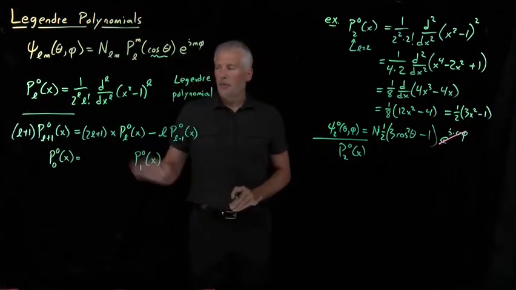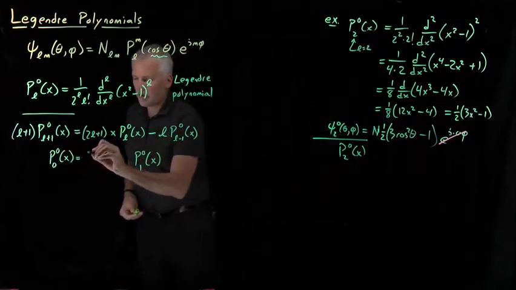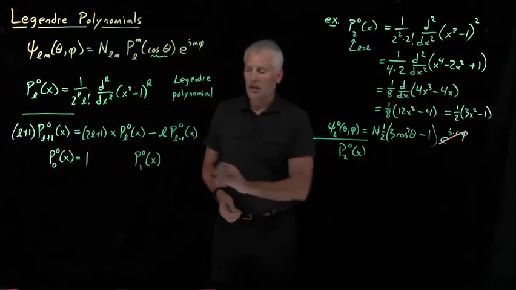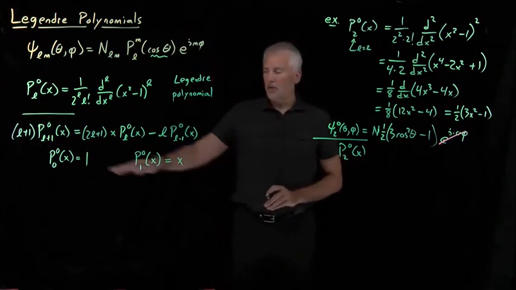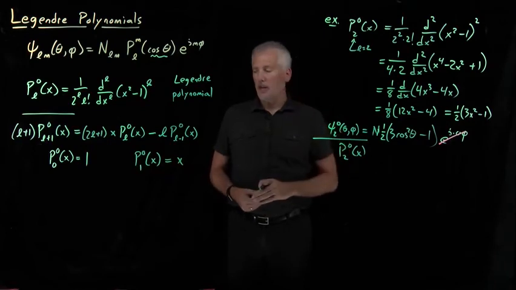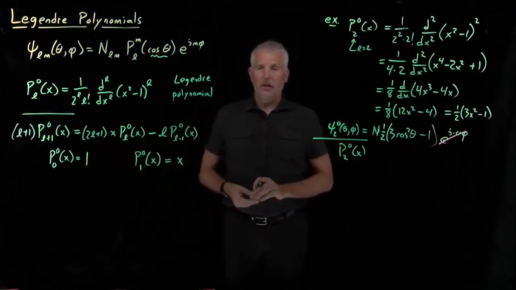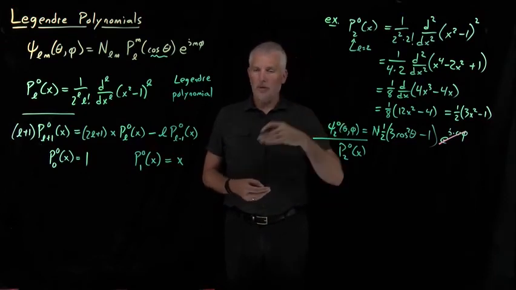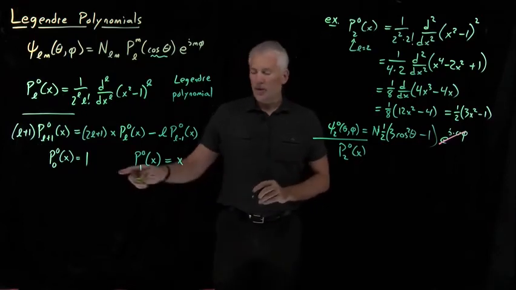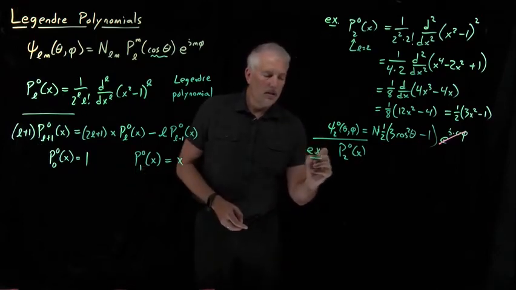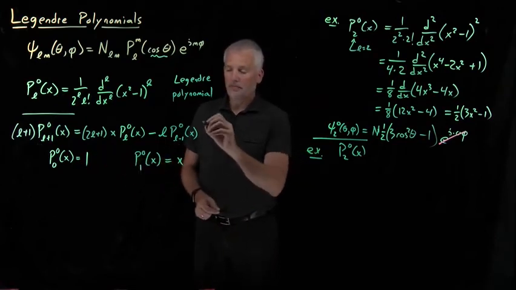So if I were to just tell you that the 0, 0 polynomial is just 1, the 1, 0 polynomial is just x, those are enough now to bootstrap our way up to higher ones. 0 and 1 combined with this formula give us the second one, the first and the second combined give us the third one, and we can just climb that ladder getting higher and higher values if we want. So to make sure it's clear how that works, let's do this example again using the recursion relation.